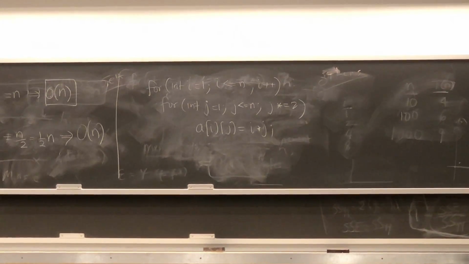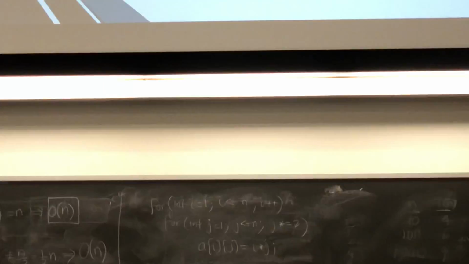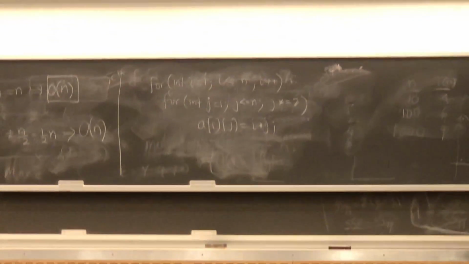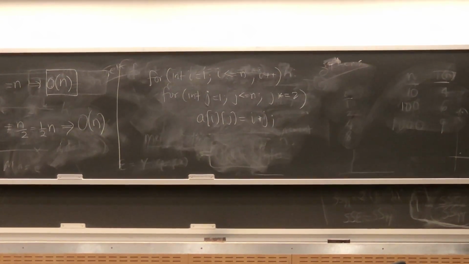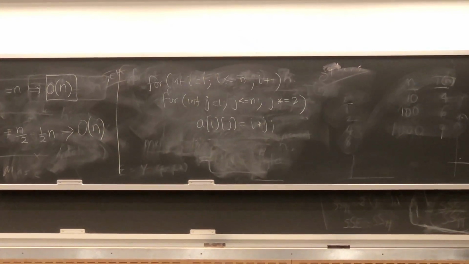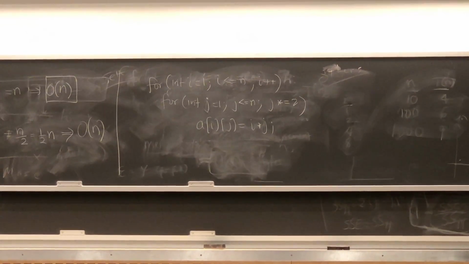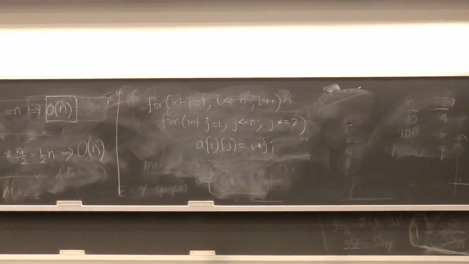So let's take that example, right? So I have a loop, i from 1 to n, and another loop, j, from 1 to n again, but the j I double, right? But I will increment i by 1. So the question we're asking is, what is T(n)? Right? How many times is this running?